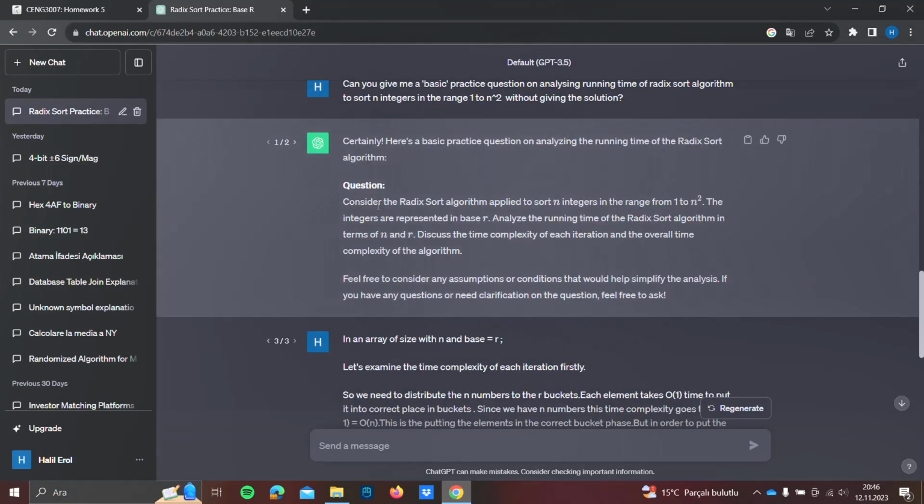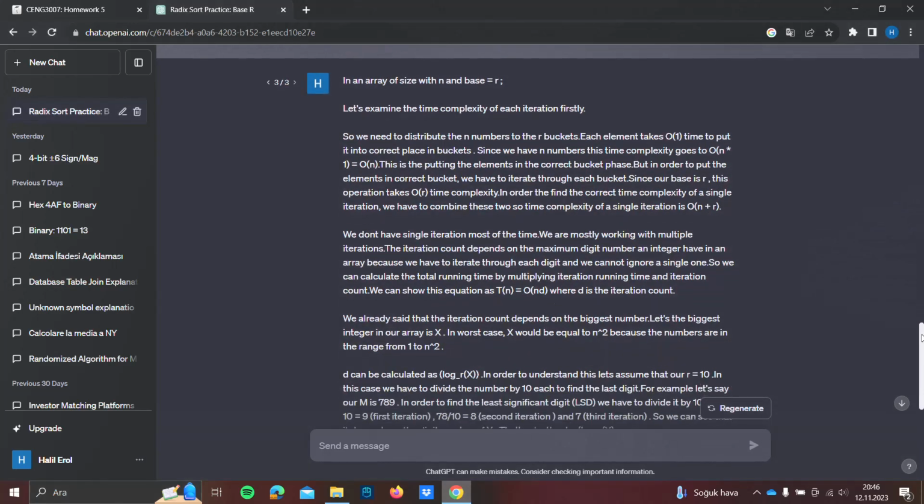Okay, let's start with what our question asks us. In our question, consider the radix sort algorithm applied to sort n integers in a range from 1 to n squared. The integers are represented in base r, and it asks us to analyze the running time of the radix sort algorithm in terms of n and r. So let's move on to my solution.